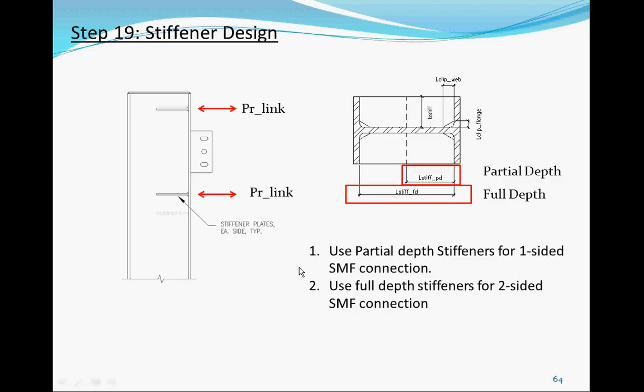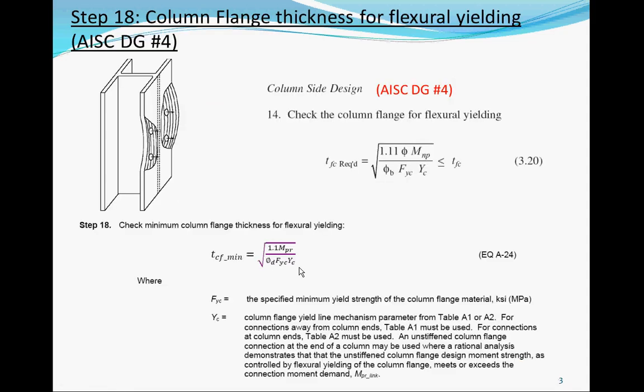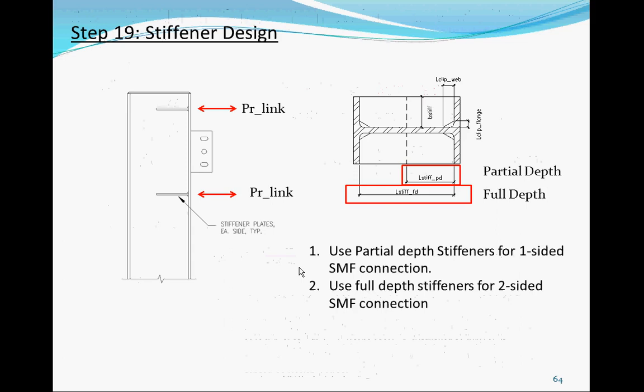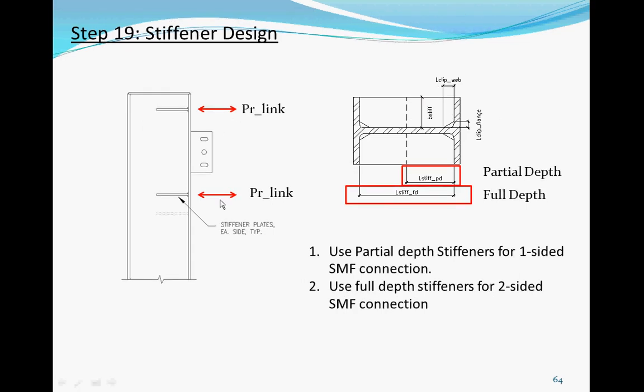Okay, this is step 19 for 3.2 connection design. Previously we stopped at step 18, column flange bending. As you can see, the top and bottom level of the column needs to be checked for the P-link. On the previous design, we checked the local capacities of the column for their corresponding capacities. Now, if the design is no good, then we add the stiffeners where required.